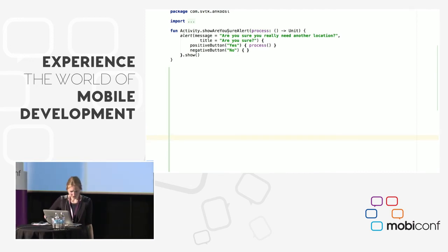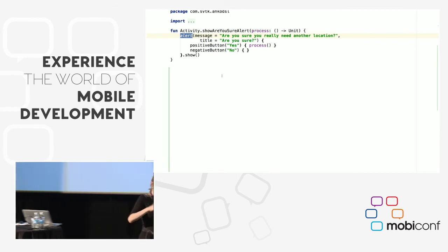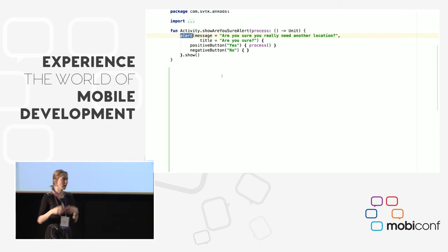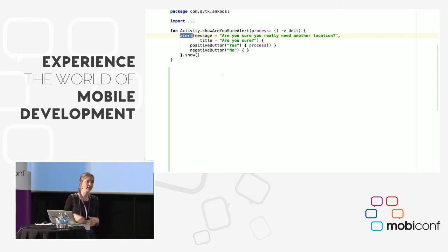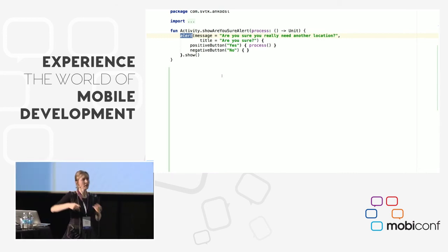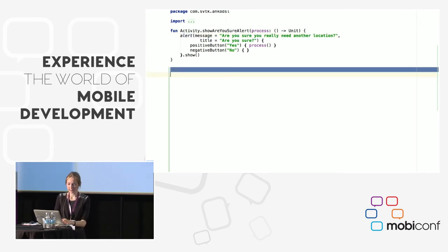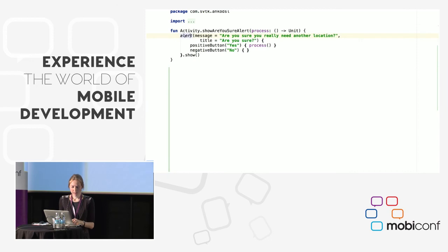You see there is an extension function to an activity that invokes this alert. You can build these simple layouts dynamically in Kotlin, and this structure looks really very similar to what you see on the screen. And for simple alerts and for simple dialogues, it's very convenient to use this technique. So in this case, this alert function takes parameters.